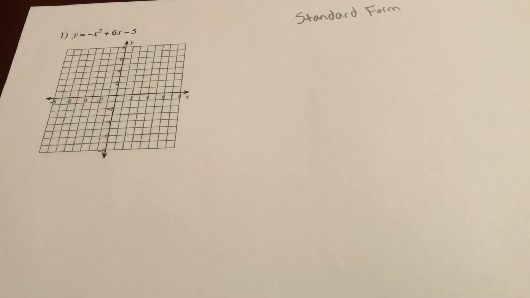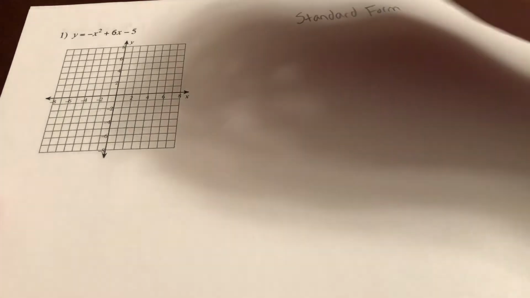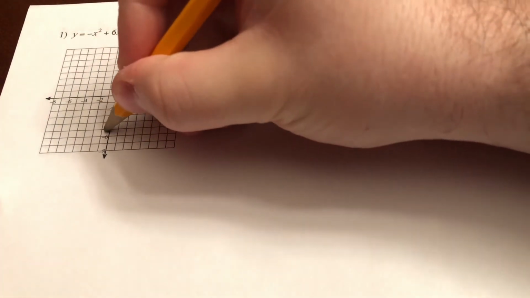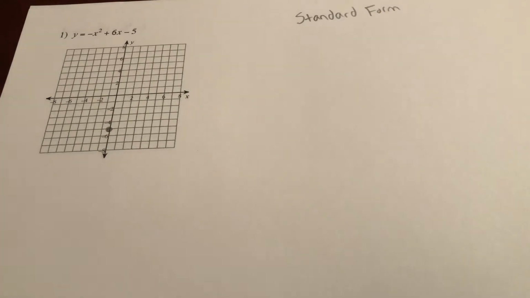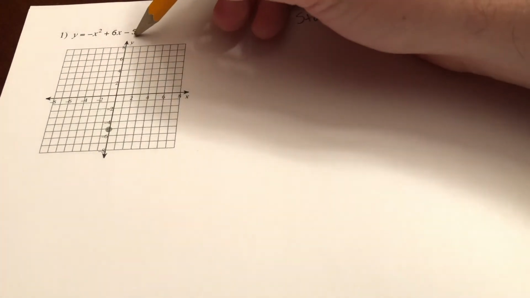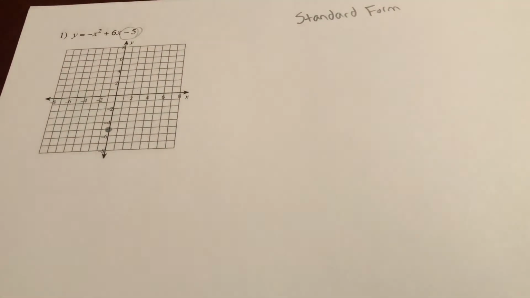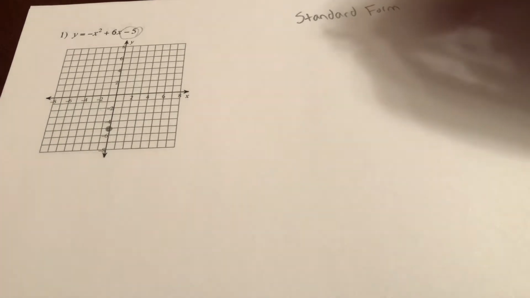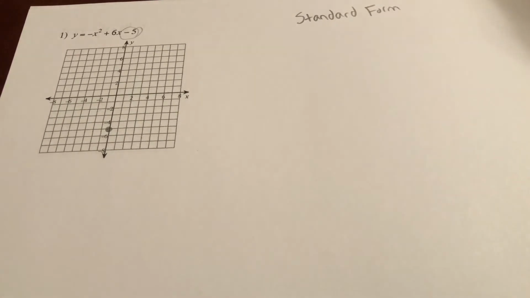Here, we're going to talk about graphing in standard form. There's a variety of things that we can do to graph in standard form. First thing we can do is look at the y-intercept here, which is -5. We see that in the equation. That is our y-intercept.